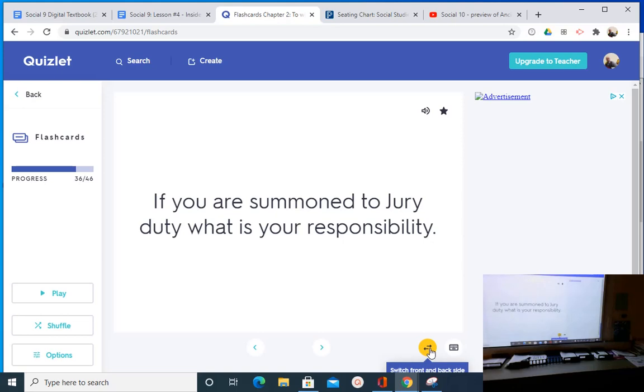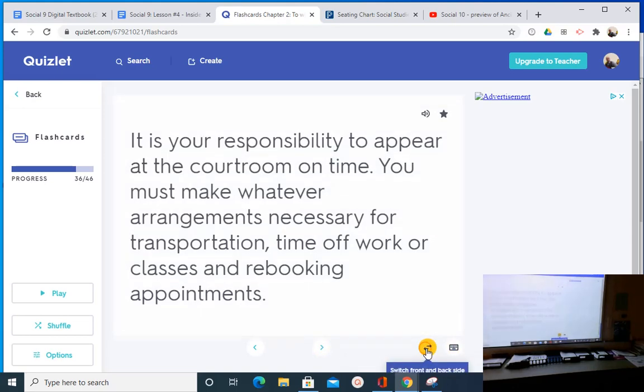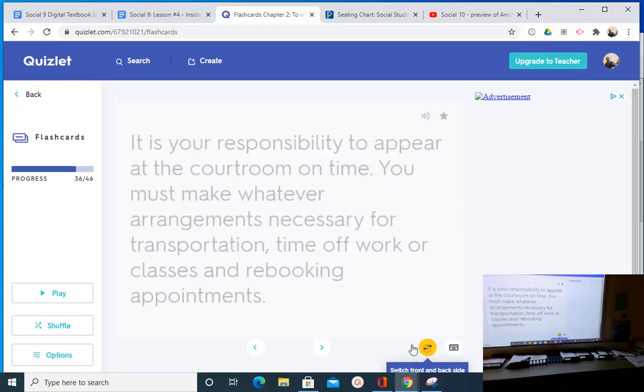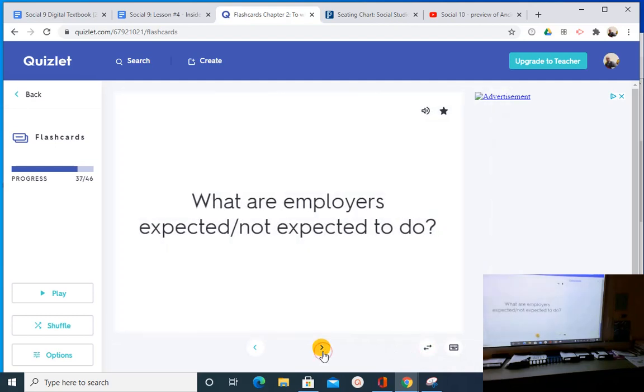If you are summoned to jury duty, what is your responsibility? Is your responsibility to appear at the court on time? You must make whatever arrangements necessary for transportation, time off work, or time off classes, and rebooking appointments. So it's your job to report. It's a crime not to report, is what I've been told.